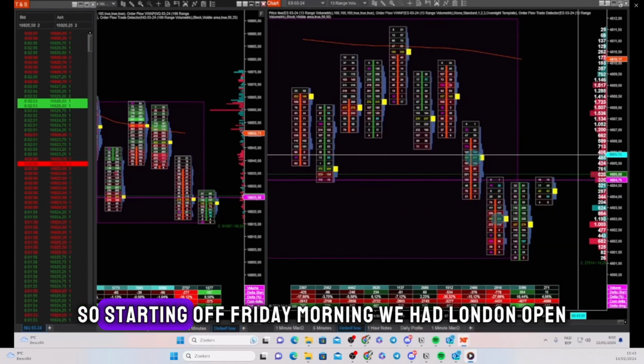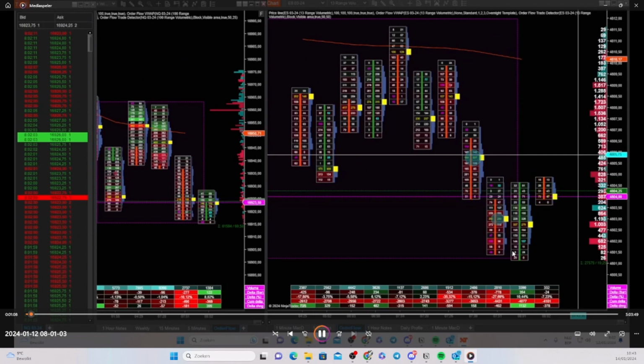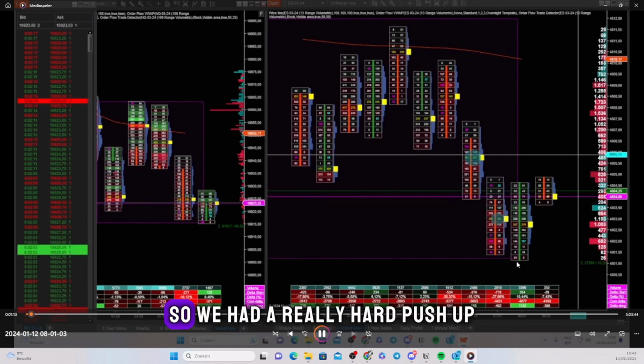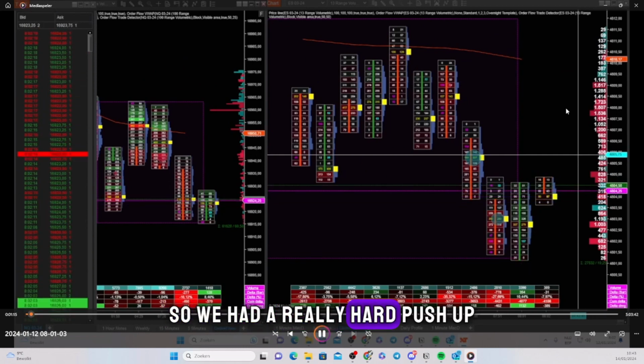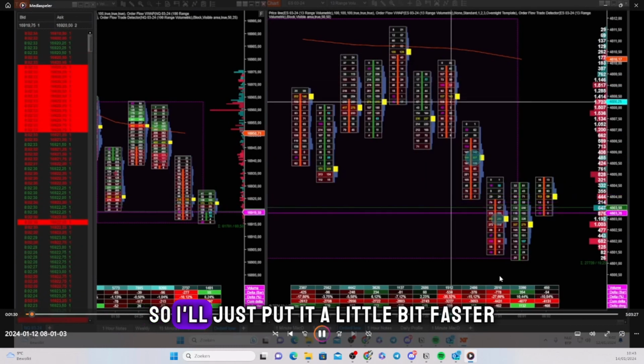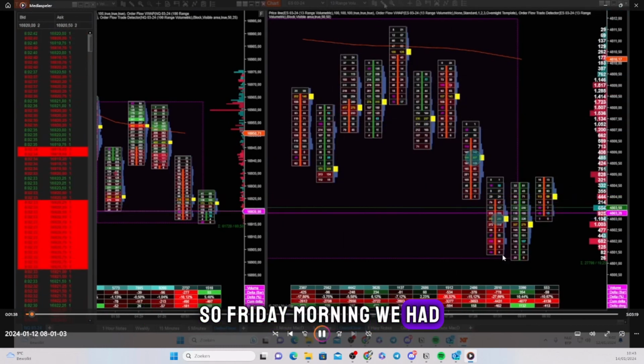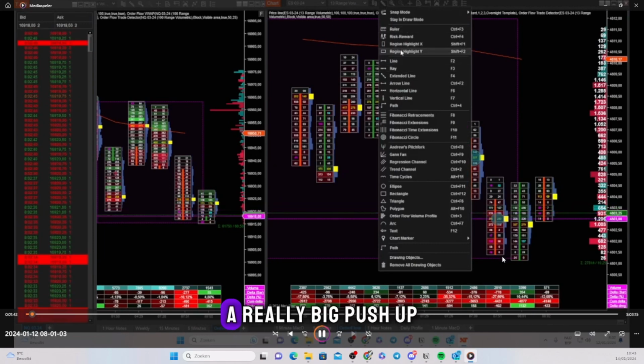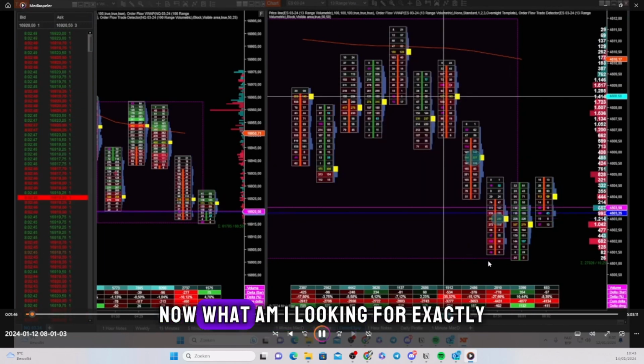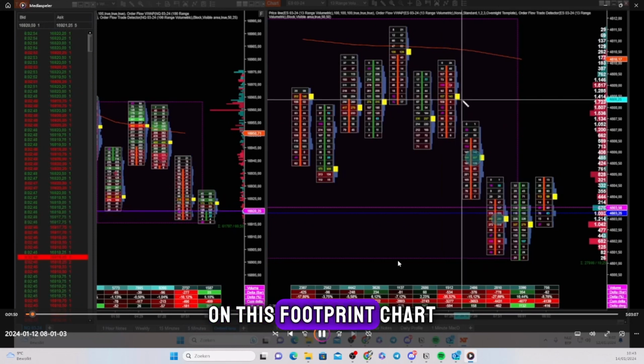So, starting off Friday, we had London open. So we had a really hard push up. I'll just put it a little bit faster. So, Friday morning, we had a really big push up. Now, what am I looking for exactly on this footprint chart?